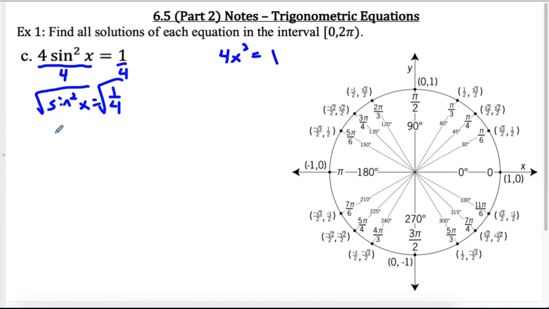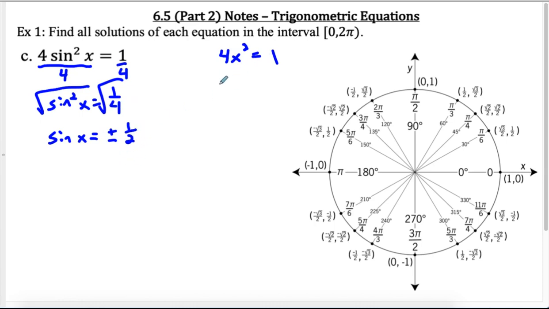So the square root of sine squared is just sine of x. But now, the square root of 1/4, whenever we take the square root, we can't forget our plus or minus. Square root of 1/4 would be plus or minus 1/2.